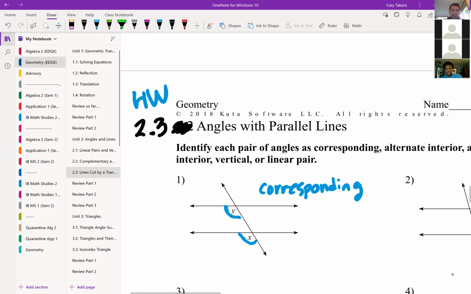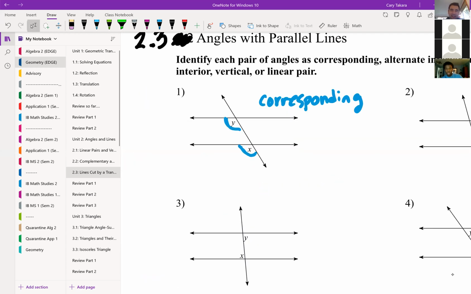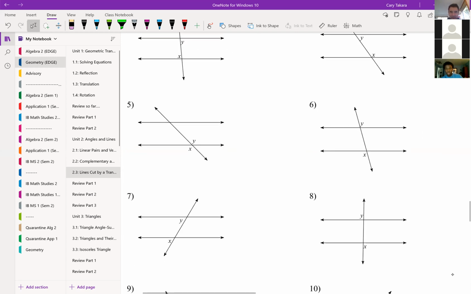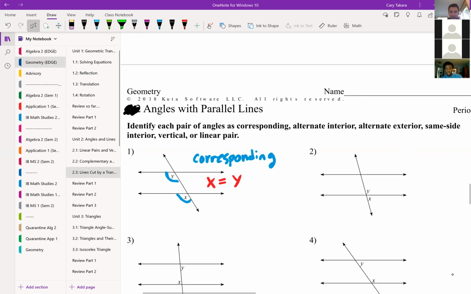We would say X equals Y. They are equal to each other. That's it. That's number one. Okay. Number two. Now, some of them will not be one of those four that we've just learned.